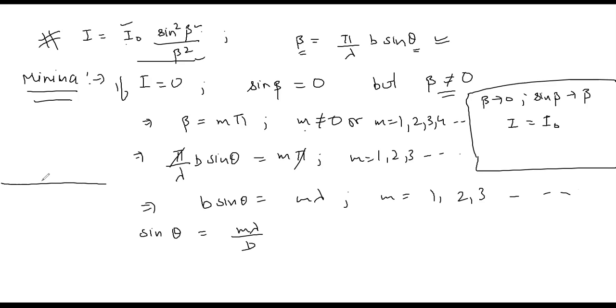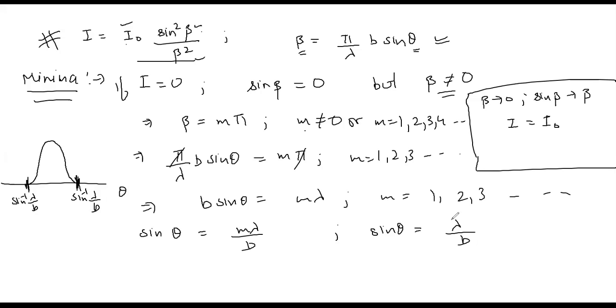If your central maxima has come here, after that where would you expect your first minimum, if you plot it as a function of theta? When your m is equal to 1, you can have this lambda over b. So whenever your theta becomes equal to sine inverse lambda over b, whether it's on this side or this side, your first minimum will come.